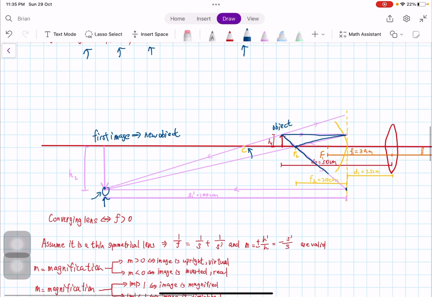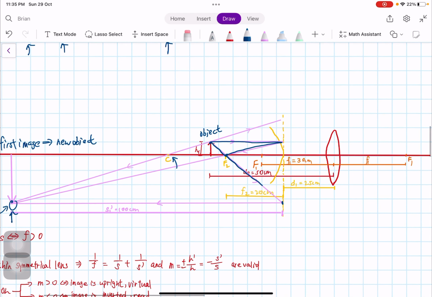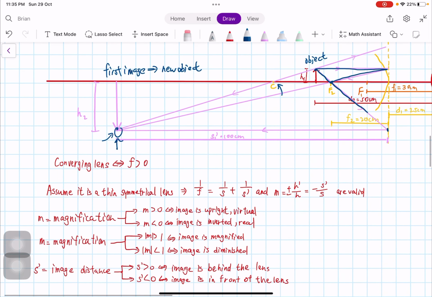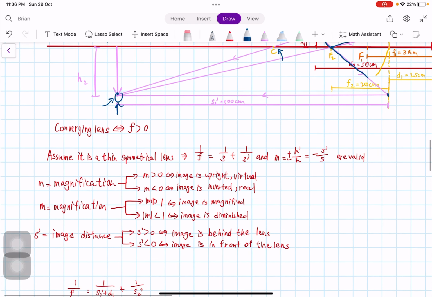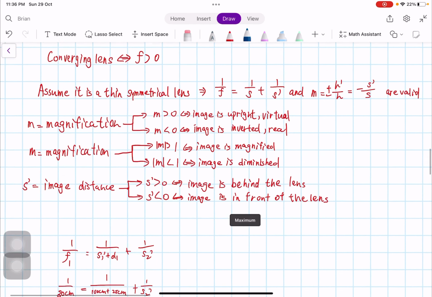So we proceed by considering the second refracting surface, which is the converging lens. Since it is a converging lens, we have the focal length greater than 0. And we assume it is a thin symmetrical lens, so we can use the thin lens equation as well as the magnification equation.